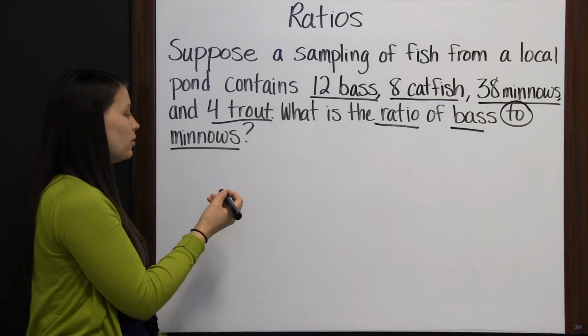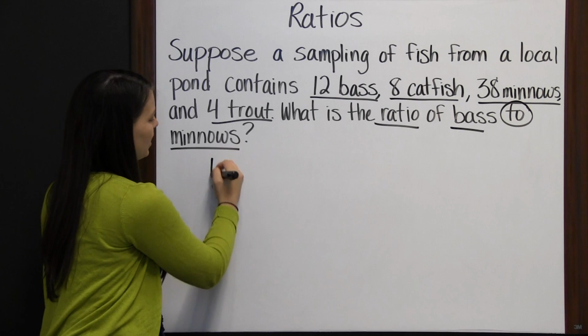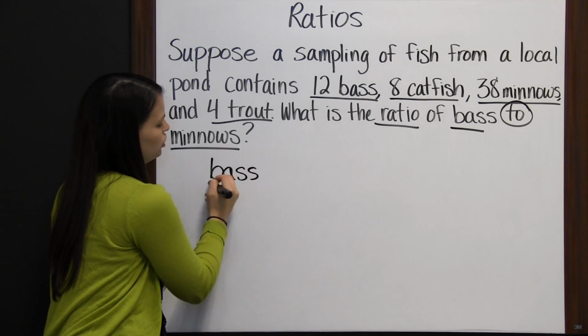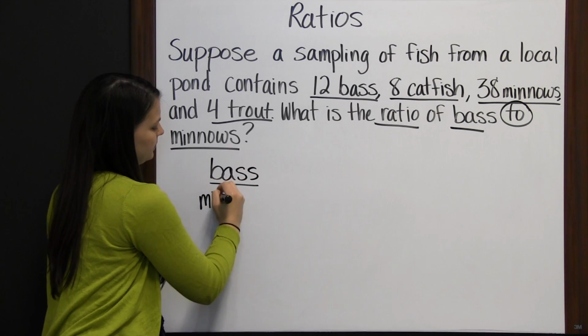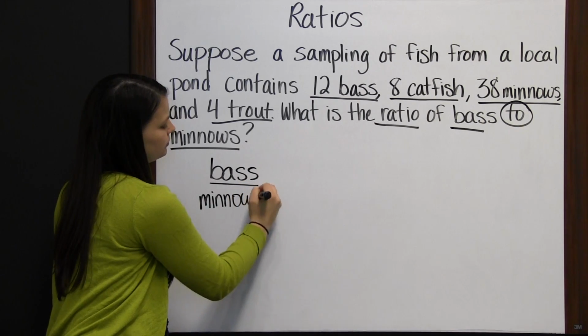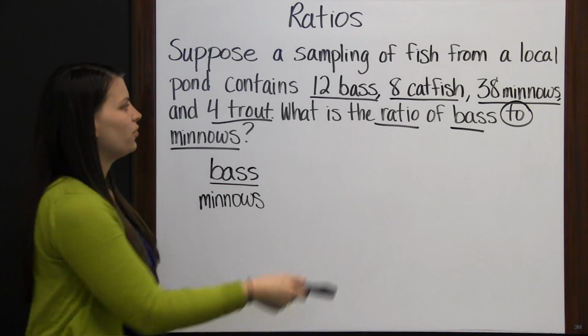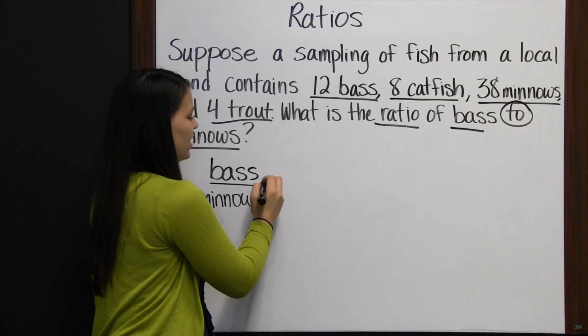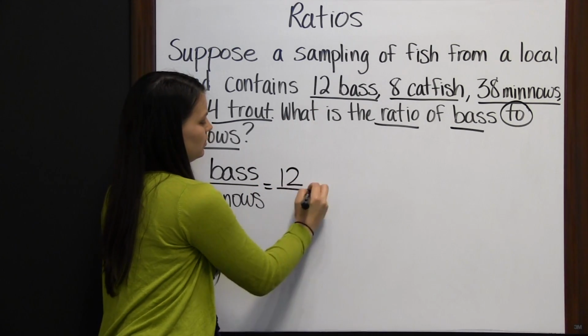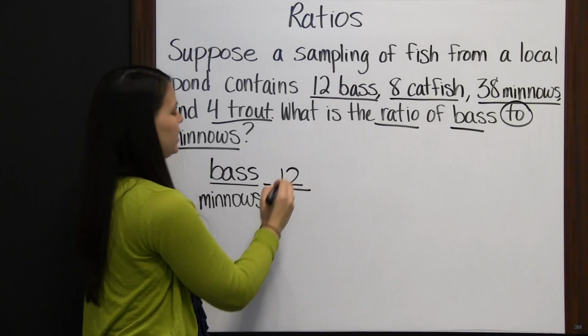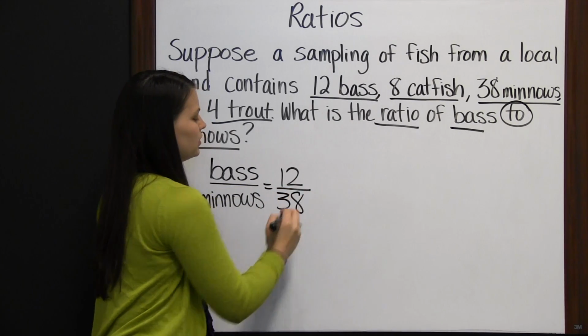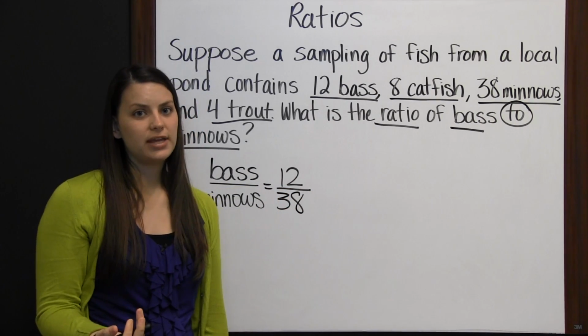So our ratio is going to be bass to minnows. And now we can substitute how many bass and minnows we have. According to our problem, we have 12 bass and we have 38 minnows. So that ratio would be 12 to 38.